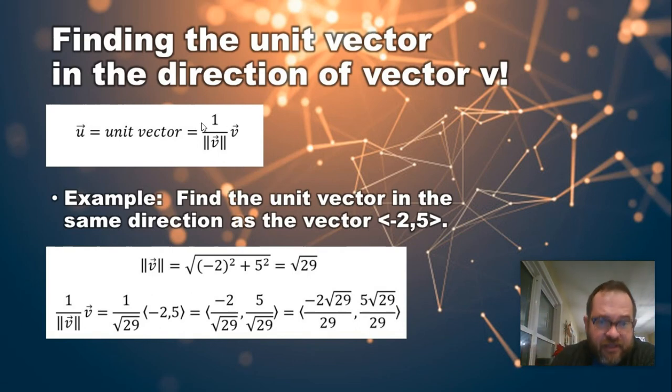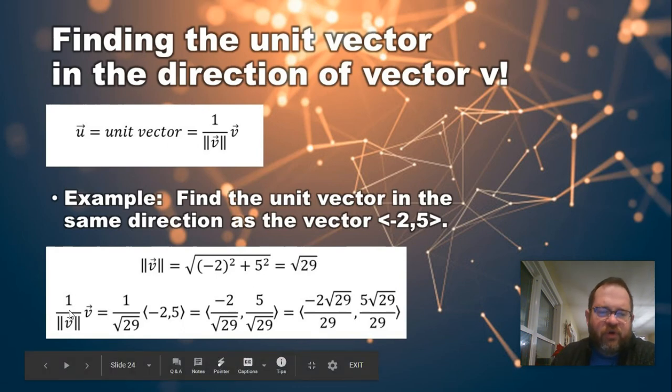Well, from this formula that we have here, we know the first thing we better do is find the length of this vector. So, all right, the length of our vector v is the square root of the first component squared plus the second component squared. It works out to the square root of 29. Okay, so then 1 over the length of the vector times the vector itself. Here's the vector, -2, 5. And that's -2 over the square root of 29, 5 over the square root of 29.